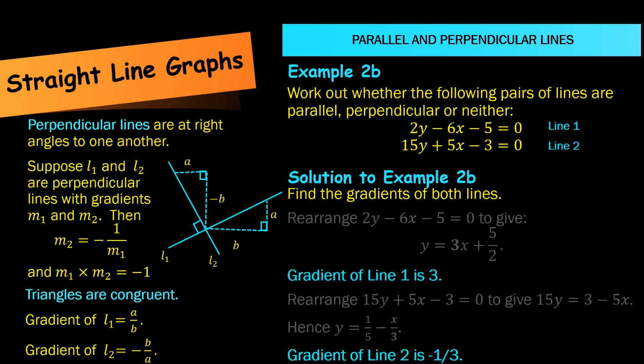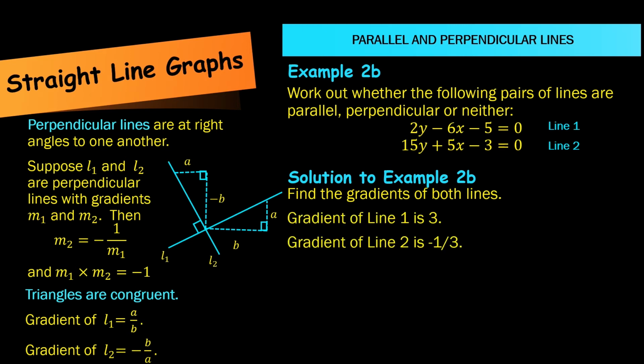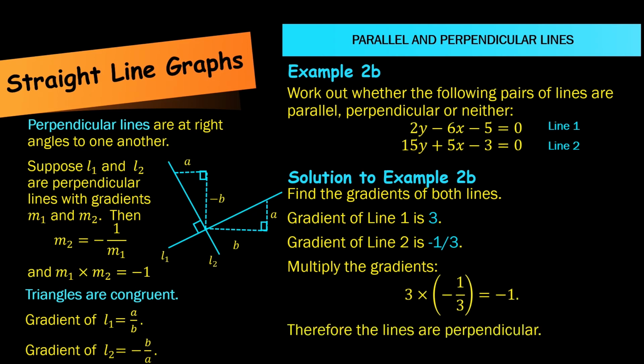But we know that the gradient of line 1 is 3. So if we multiply the gradients, 3 times minus 1 over 3, we have minus 1. And therefore the lines are perpendicular.